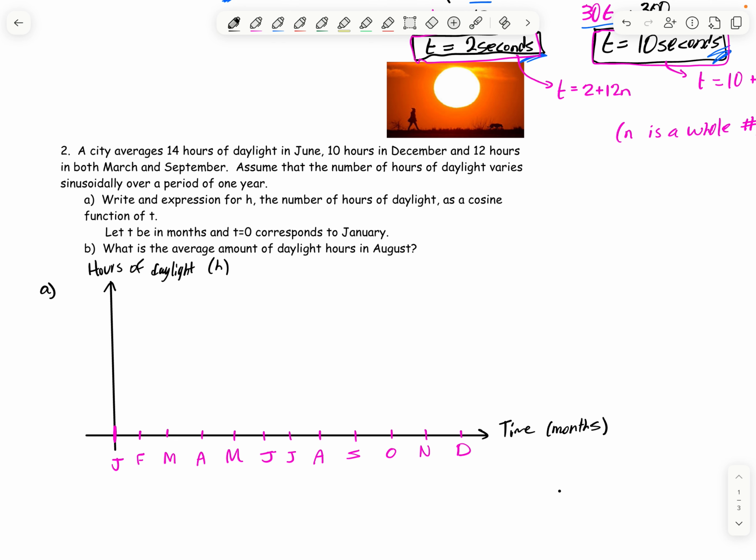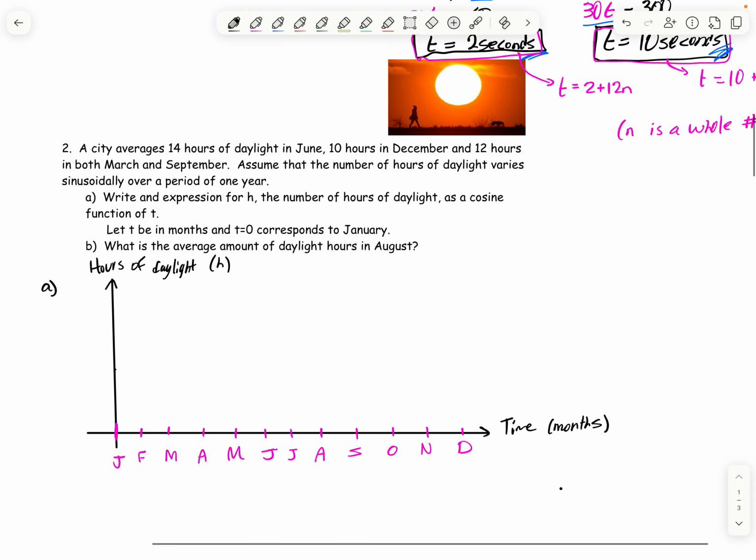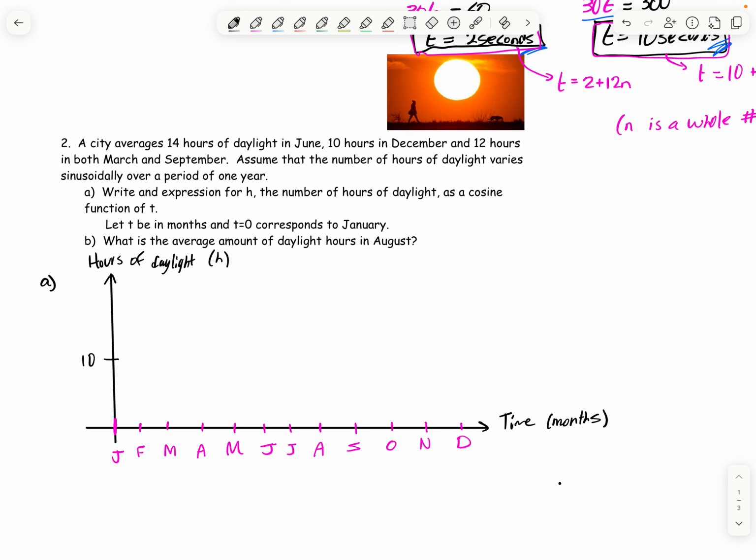Okay, so here let's identify, in terms of hours, the minimum is 10, and then it looks like I have 12 hours here, and then the maximum is 14, right? That's the information. That's an average of 14 hours of daylight in June. So March, April, May, June. So I could put a dot at 14 here for June, right there. All right, that's June.